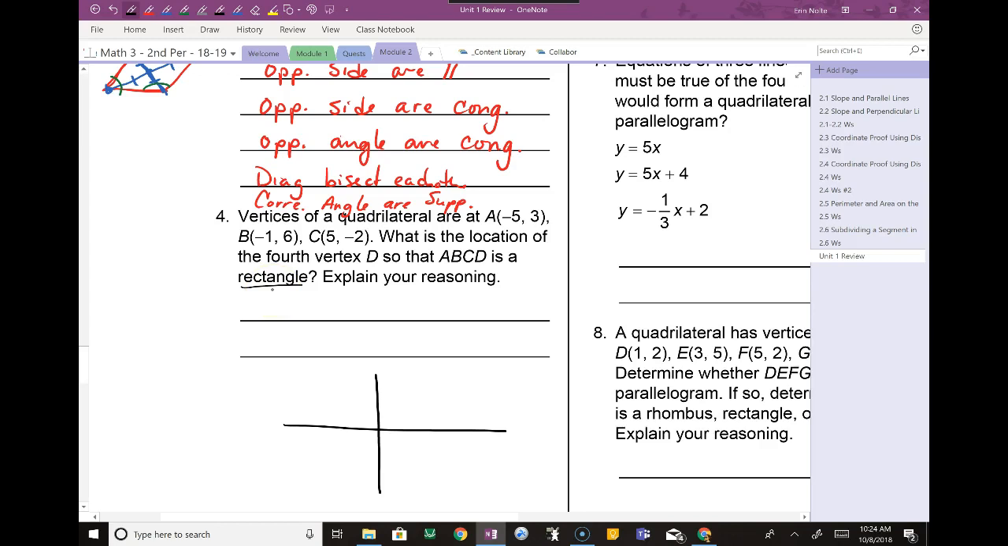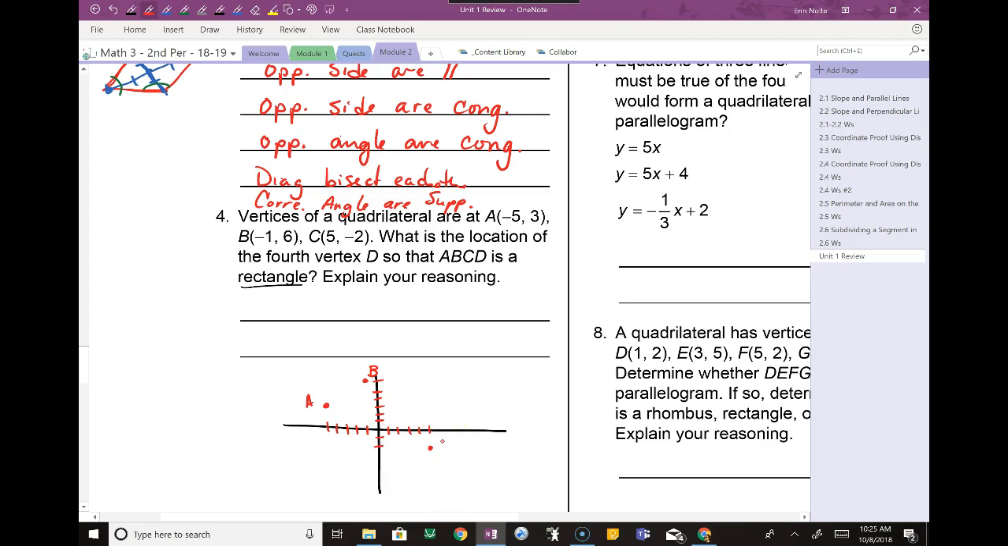So I'm going to draw a picture and feel out where I believe that this point would land, and then use the slope, because I know if I'm working with a rectangle my opposite sides have to be parallel, and also those angles have to be 90-degree angles. They have to be perpendicular. So if I plot my points, I have -5, 3. There's point A. If I plot B, I go to -1, 6. There's B. And C is at 5, -2.